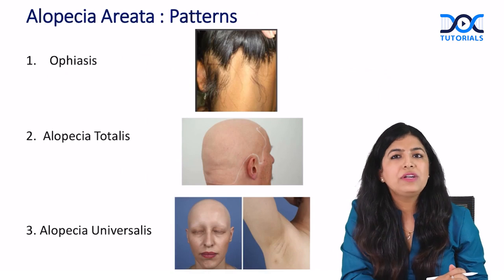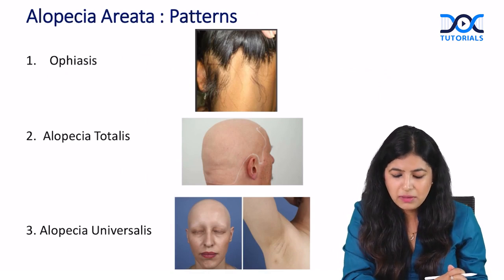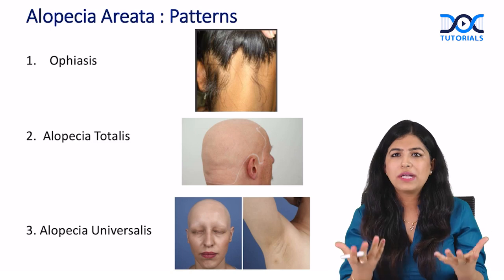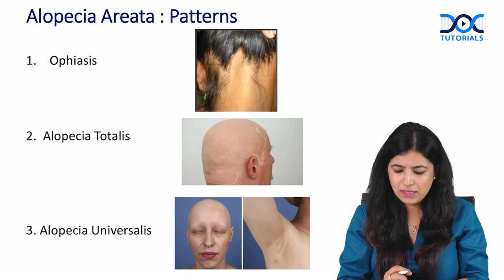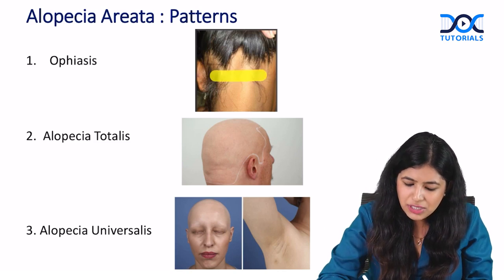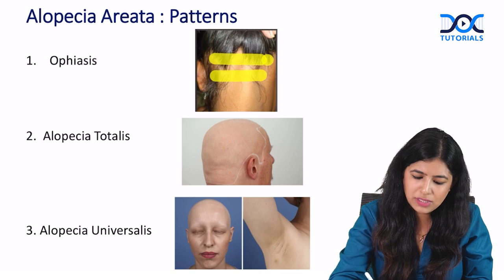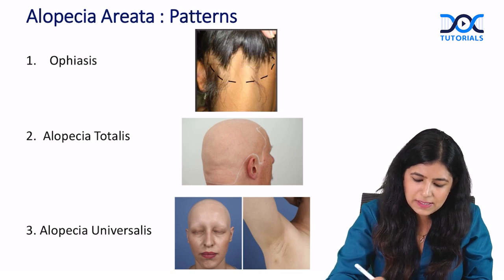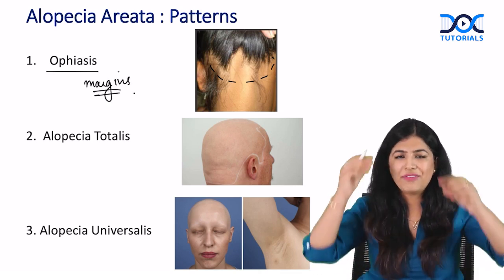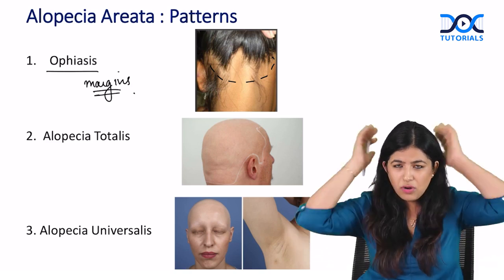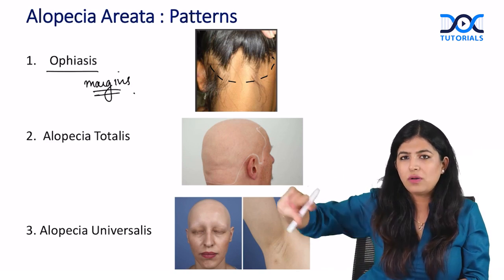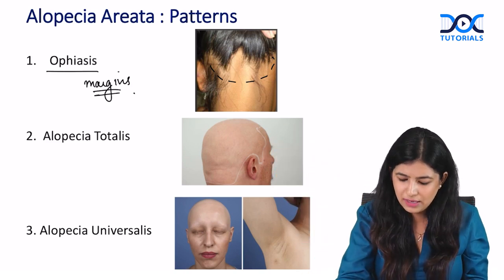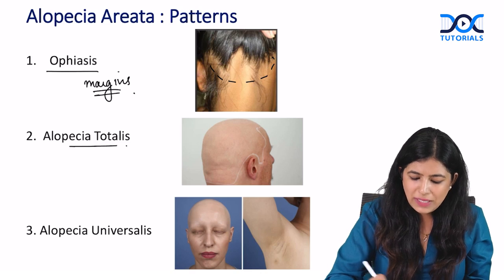Now, coming to different patterns of alopecia areata, depending upon what parts of the scalp are affected or how much of the scalp is affected, we can have different patterns. When the margin is affected, like you see here, this is called the ophiasis pattern. Here, the alopecia is affecting at the hairline margin. More often, it is the occipital part, the back, where you see that full band of alopecia areata at the hairline. Then we have alopecia totalis.